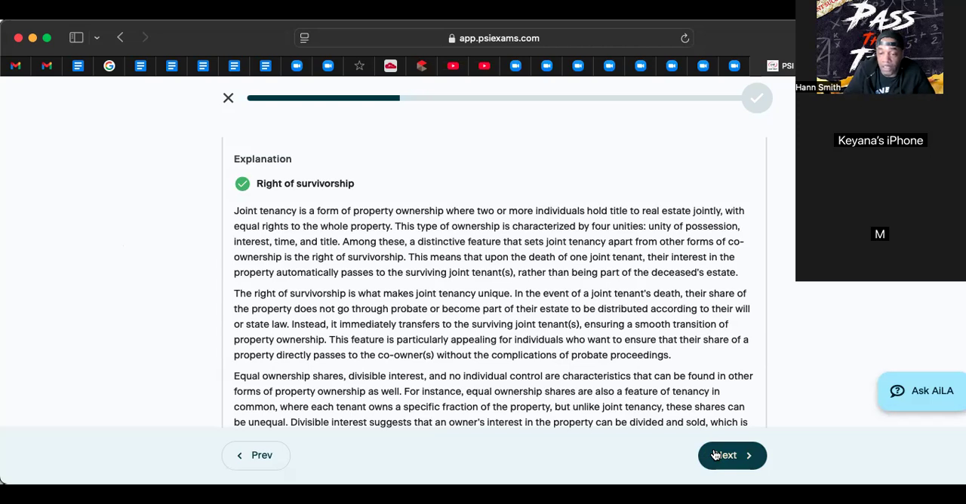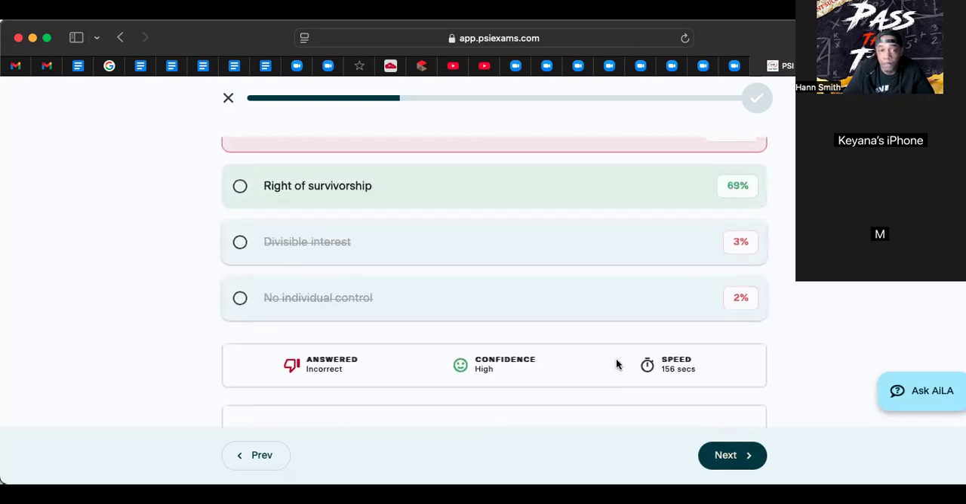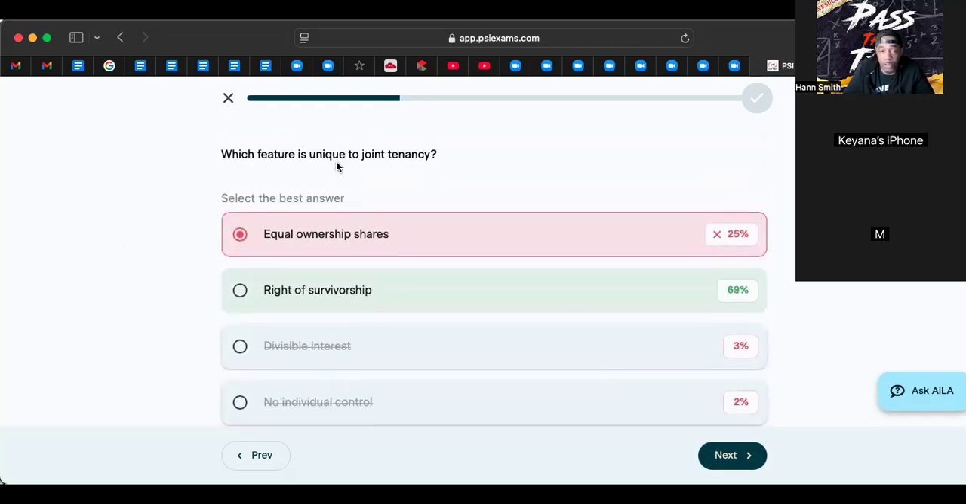So yeah, that's a good one. But we are going to start picking up what's unique to joint tenancy. We just got to remember it's right of survivorship. I kind of disagree with the way they said it, because joint tenancy is different. It takes a special provision. It is what it is. We're gonna keep it moving.